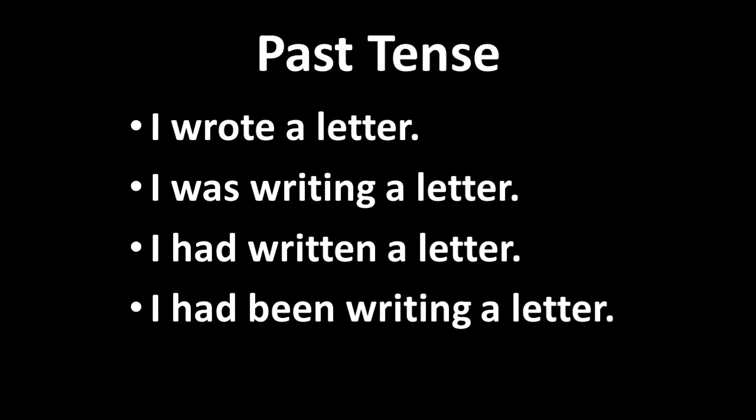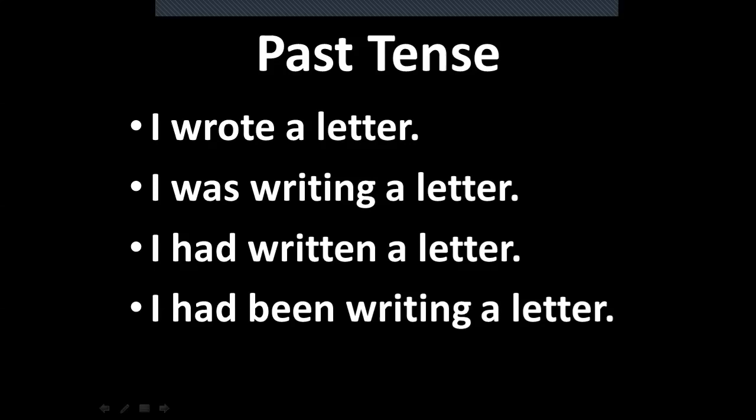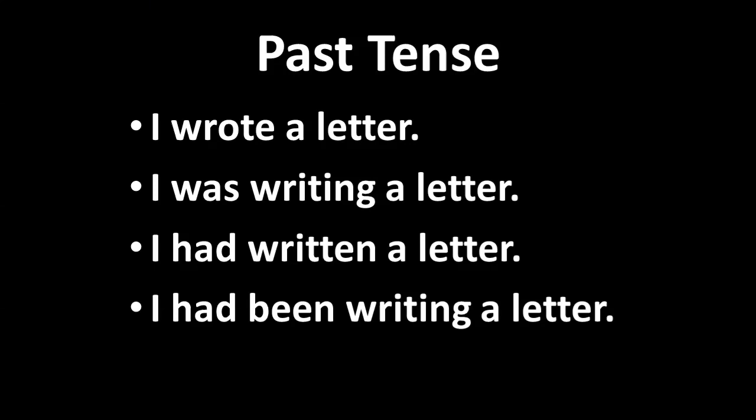Now let's read the sentences. I wrote a letter. We use the second form of the verb to describe a completed action. I wrote a letter. Past continuous tense is I was writing a letter. Past perfect tense is I had written a letter. Past perfect continuous tense is I had been writing a letter.